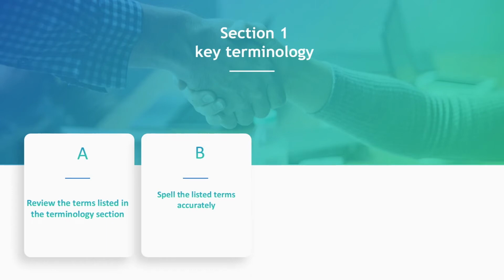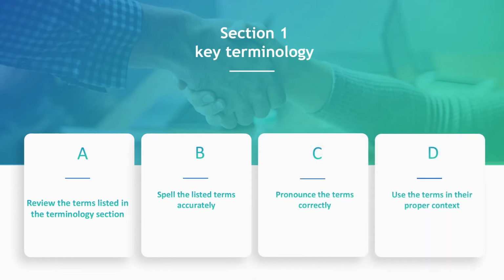Section 1, Key Terminology. A. Review the terms listed in the terminology section. B. Spell the listed terms accurately. C. Pronounce the terms correctly. D. Use the terms in their proper context.